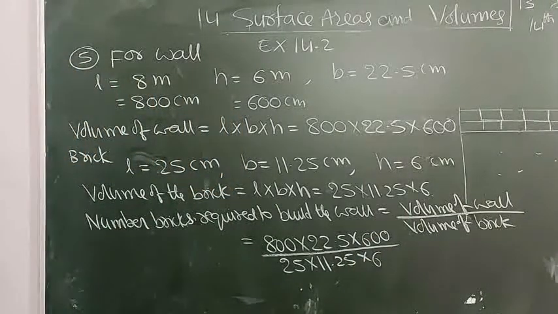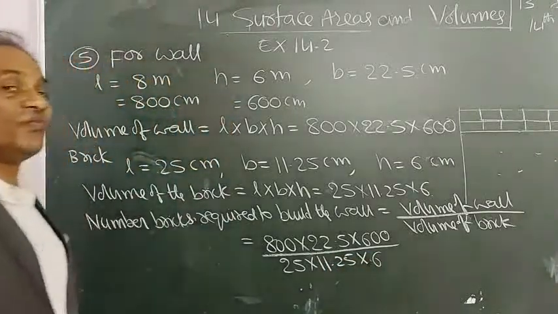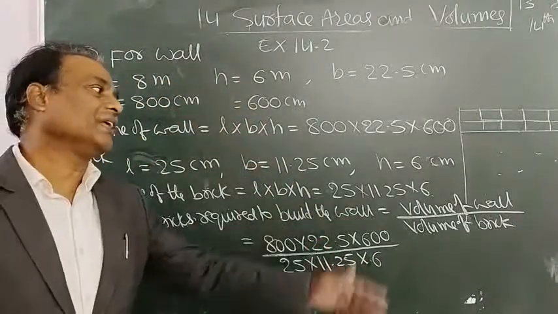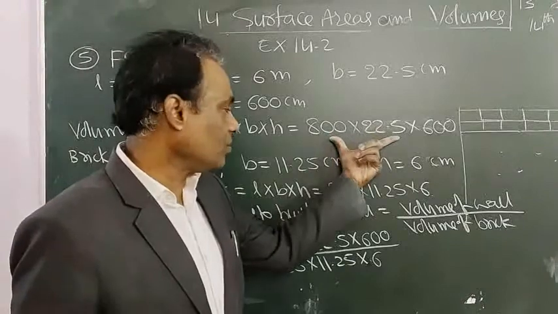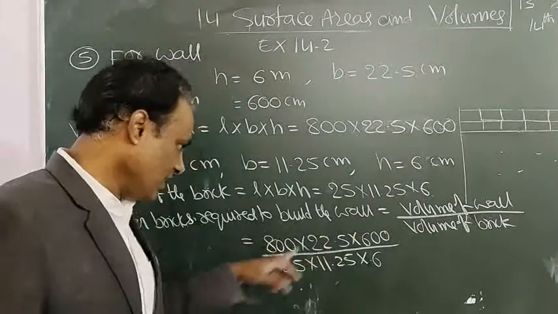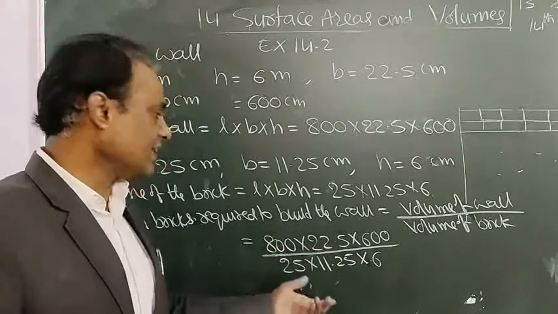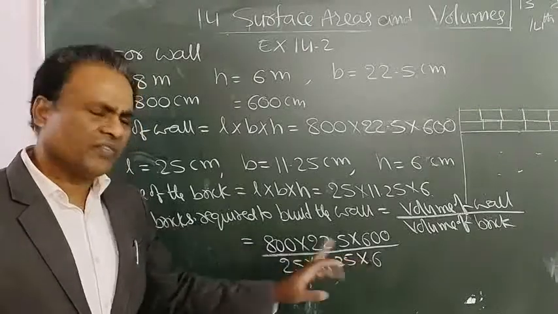Right, friends. Simplification you do, you will get the answer. Volume of wall by volume of each brick. Remember this: find the volume of the wall, find the volume of the brick. I am not simplifying because anyway this will get cancelled. We will get the answer. So write down it here. If you can simplify, you start. Otherwise, I will simplify. Do it.